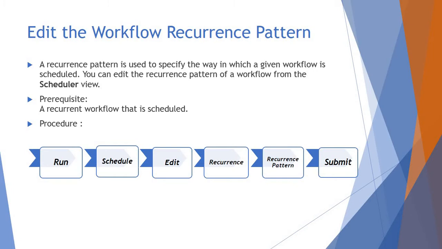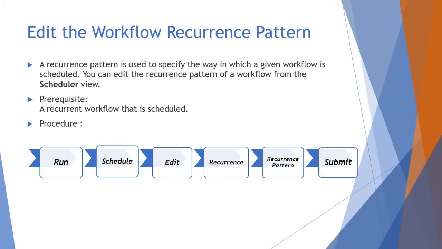Procedure. From the drop-down menu in the Orchestrator client, select Run. Click the Scheduler view. Right-click the scheduled workflow whose recurrence pattern you want to edit and select Edit. Click the recurrence pattern. From the drop-down menu, select the recurrence pattern. You can add an unlimited number of entries to the pattern. You can edit each entry. The display changes according to the selected pattern.